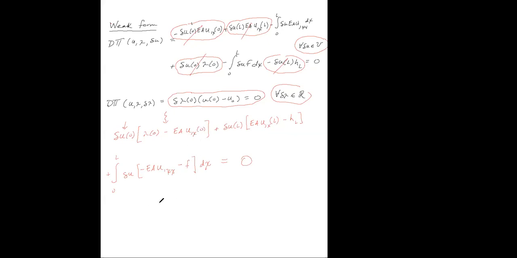So that gives us a couple of equations. It gives us that EA u comma xx plus f is equal to 0 in the domain 0 to L. That's what this guy gives us. This guy over here says that EA u comma x evaluated at L has to be equal to h sub L at x equal to L.